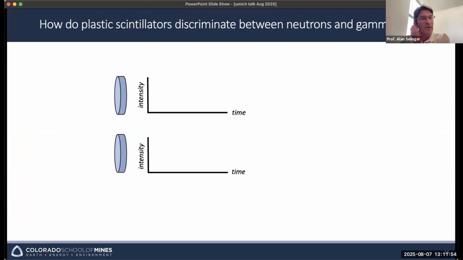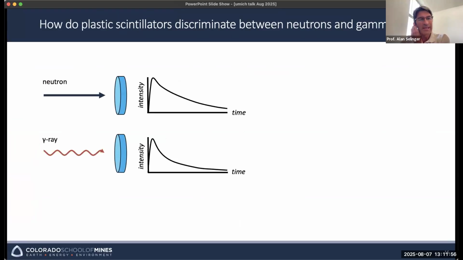All right, so how does this work? When a neutron comes in, it generates some spectrum. A gamma ray comes in, it generates some spectrum. So there is what's called a different amount of prompt and delayed fluorescence depending on that incoming radiation. If we just choose an arbitrary cutoff time, you can see that these curves are different, such that the area of the delayed fluorescence is larger than the area of the prompt fluorescence.